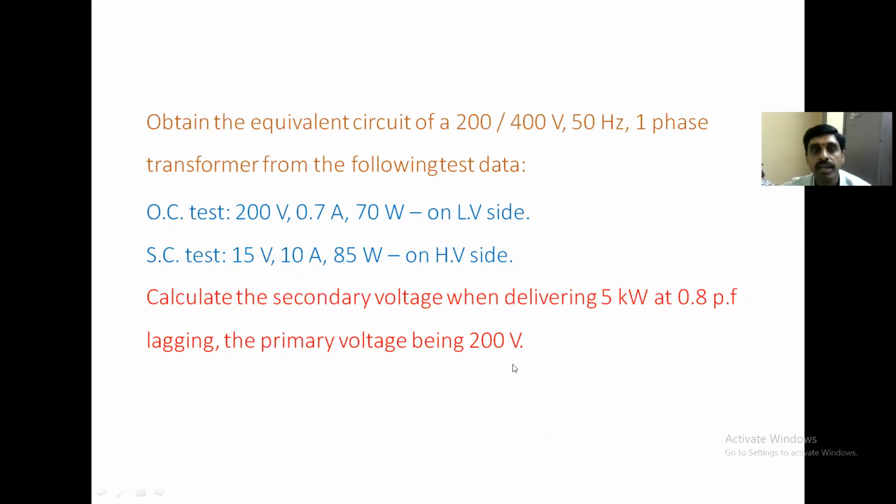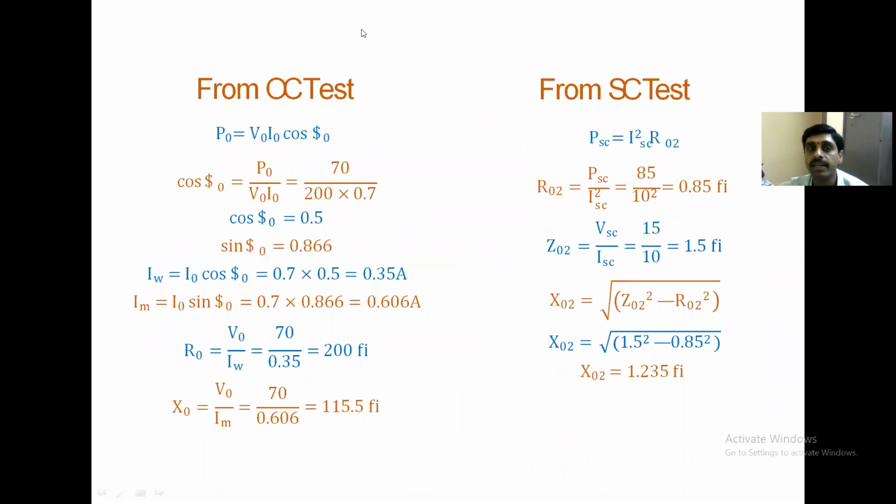They are asking this. Let us see. From the open circuit test, we can write the formula P naught is equal to V naught I naught cos phi naught. From that you will get cos phi naught and sin phi naught. Therefrom you will get the working component I naught cos phi naught, and the magnetizing component I naught sin phi naught. Therefrom you will get R naught equal to V naught by IW, in ohms. X naught equal to V naught by IM, which is equal to this one. This is actually some typing mistake here. And we got R naught and X naught from the open circuit test.